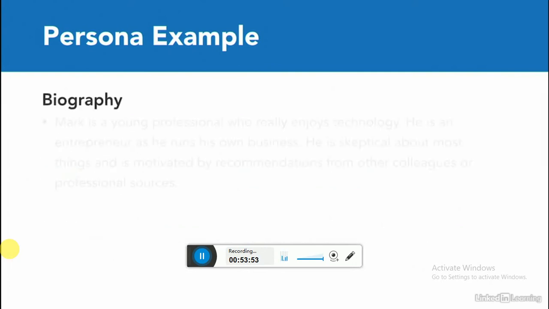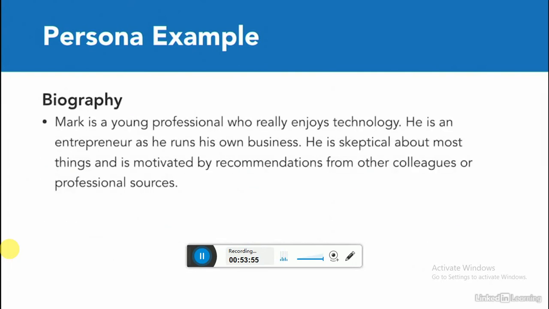For a biography, I wrote: Mark is a young professional who really enjoys technology. He's an entrepreneur as he runs his own business. He is skeptical about most things and is motivated by recommendations from other colleagues or professional sources. The bio really helps me begin to shape how I'm going to target this persona.